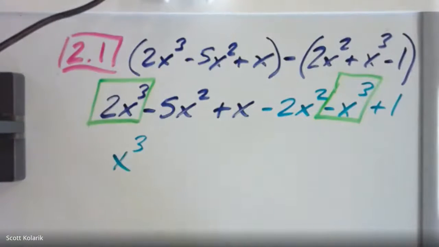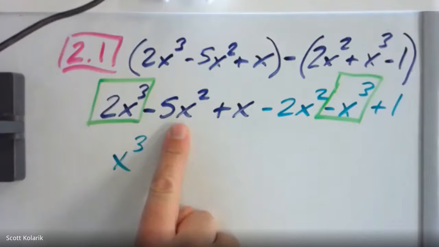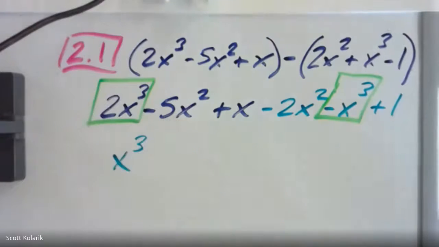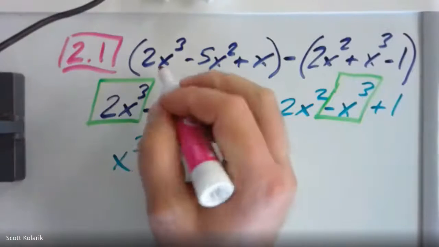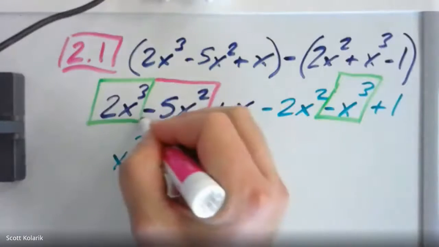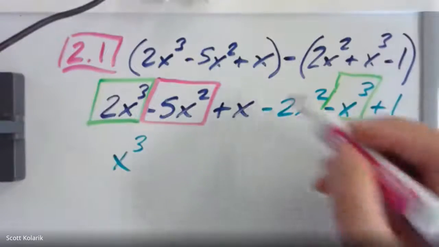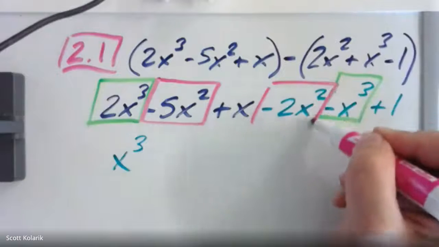All right. X squareds can only go with other x squareds. So this -5x squared can only combine with this -2x squared.